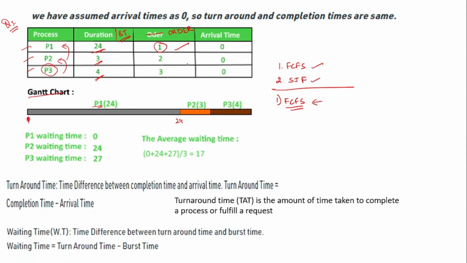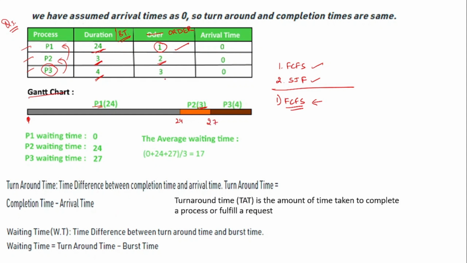Now comes P2. P2 takes 3 seconds to execute. The order is 2, so secondly P2 will come, and P2 will take 3 seconds. So I will add 3 with 24, and it will go to 27.